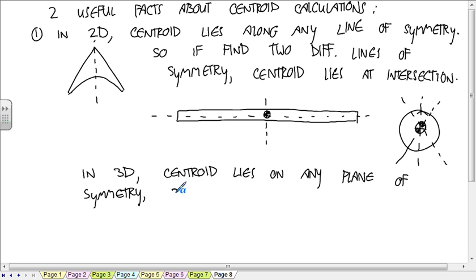And three planes of symmetry intersect at the centroid. Yeah, that's a good question. So I'm going to bring that up in just a second, but that has to do with the relationship. So we're talking about a geometric center, and we're going to use it in many cases to tell us where the mass center is, and that depends on that consistency of material that you're talking about.